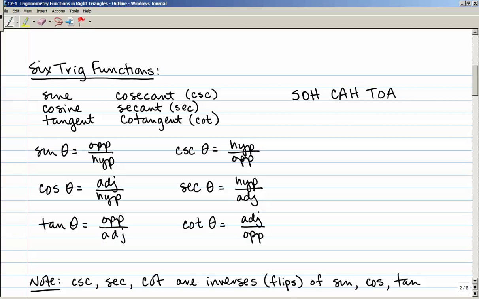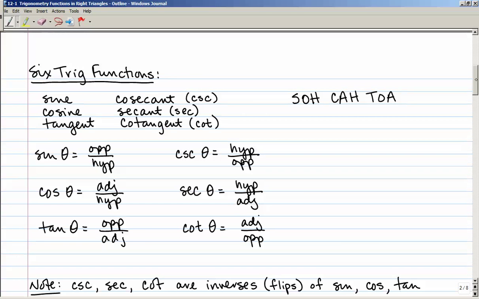I guess it would make sense if cosecant were actually cosine flipped, but it's not. So that's the one where you have to remember that it's not what seems obvious. So sine and cosecant are flips of each other, cosine and secant are flips of each other, and then tangent and cotangent are flips of each other.